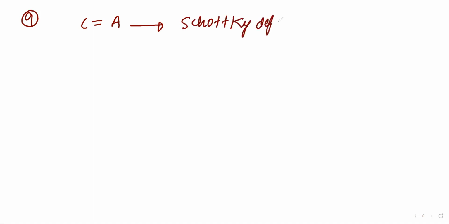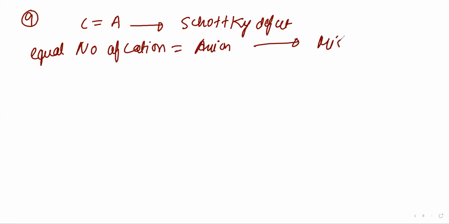Now look at question number 9. In an ionic solid with a Schottky defect, atoms are missing from the normal lattice sites such that the cations are equal in number to the anions. When an equal number of cations and anions are missing, it is called a Schottky defect.